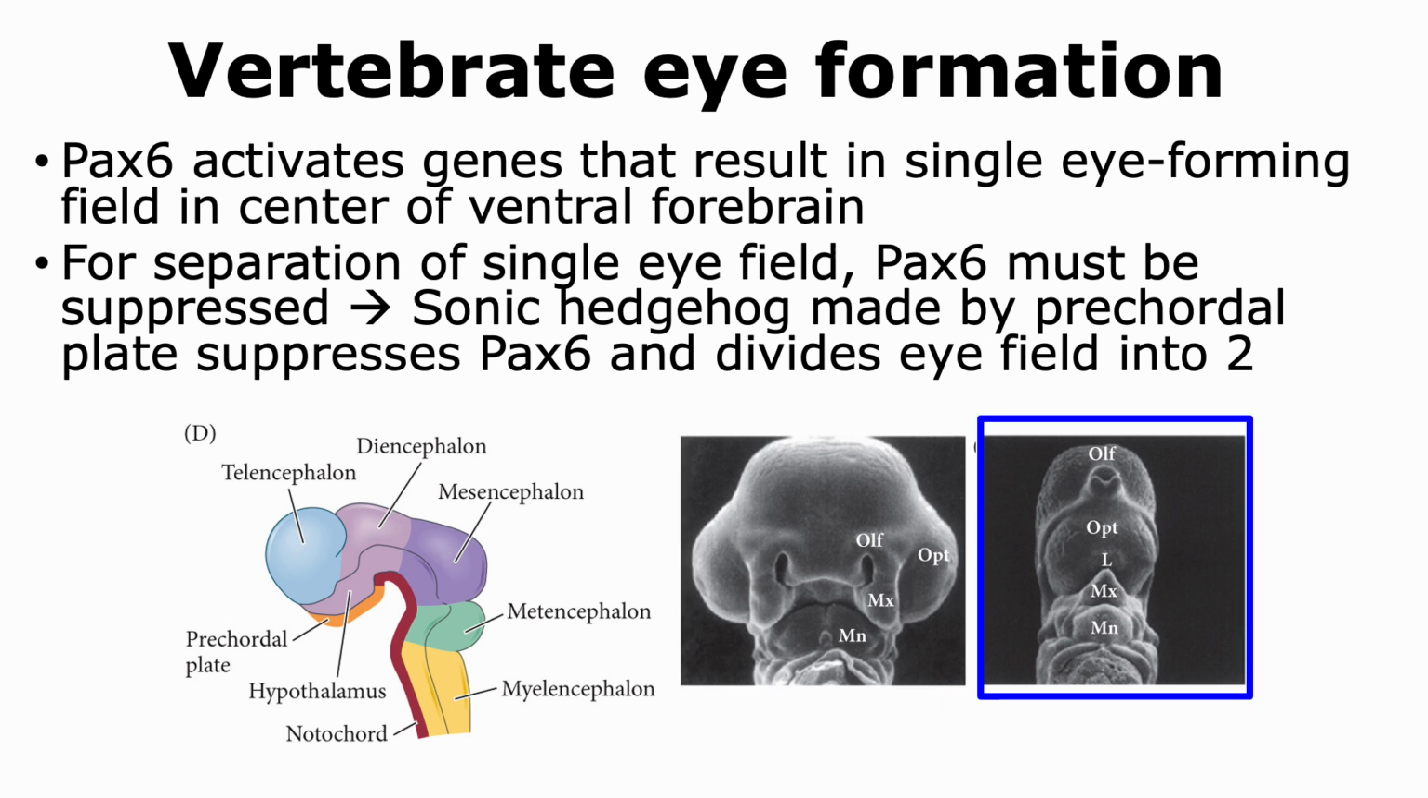Now let us take an example where sonic hedgehog activity is suppressed. When its activity is suppressed, we can see that all the placodes are joined together, so we don't see that separation of left and right. And this causes cyclopia. So in cyclopia, we can see the organisms have only one eye, and there are a lot of other facial deformities. Thus, sonic hedgehog plays an important role in eye formation by separating that eye field.